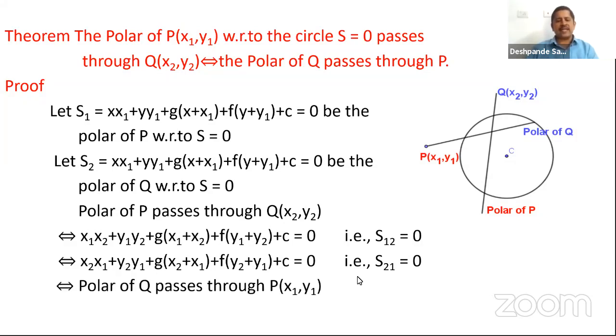So it means that the polar of Q should pass through the point P. If the polar of P passes through Q, then the polar of Q also passes through P. It is only a simple statement here. So remember the statement: if you have two points, and the polar of P passes through the point Q, then the polar of Q should pass through P. And if the polar of Q passes through point P, then the polar of P passes through point Q.